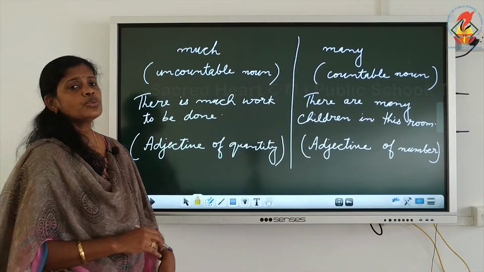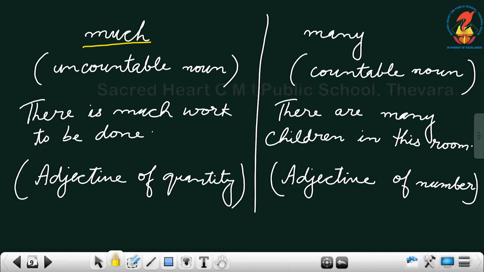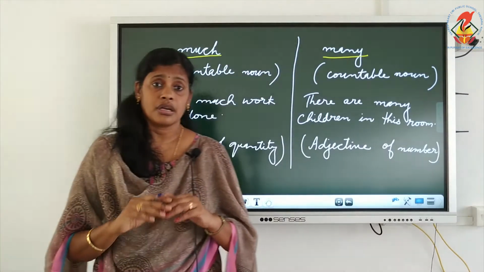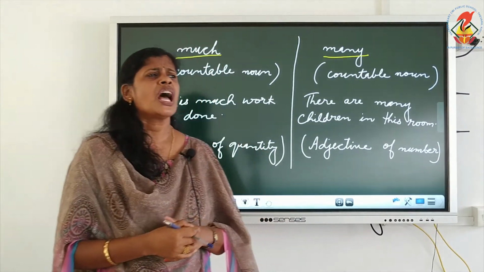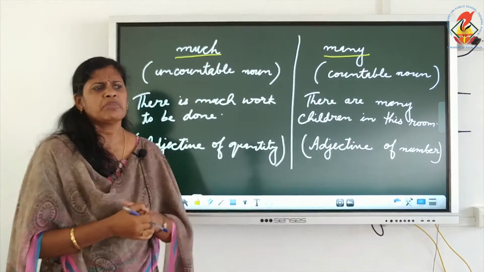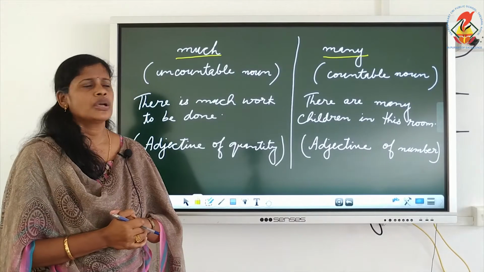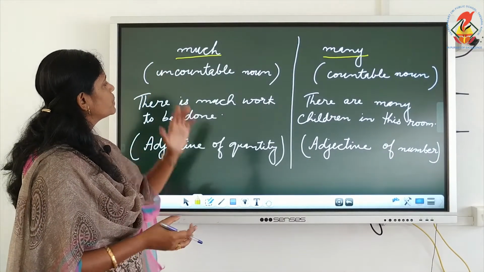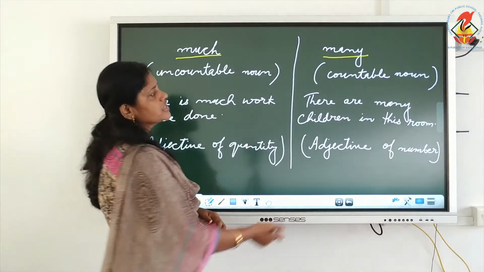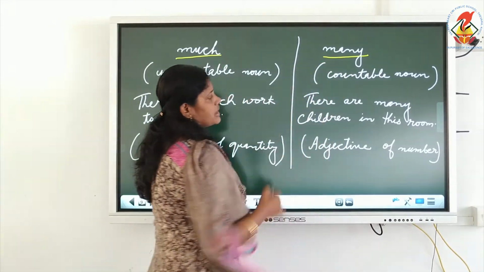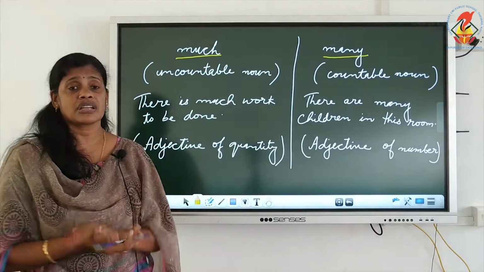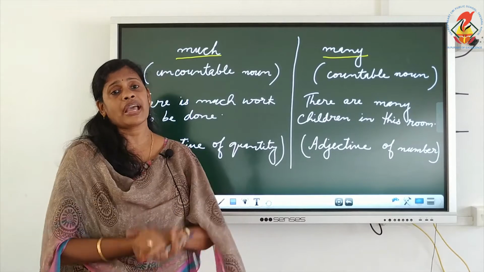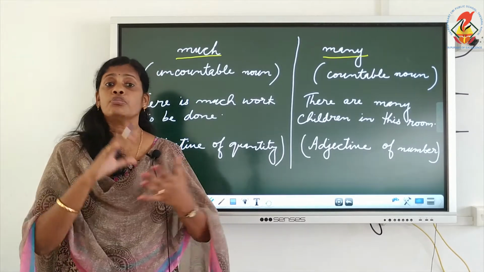Now, 2 words are very common here, much and many. The word much is used with uncountable nouns which we cannot count. For example, I've got much work to do. Much sugar is wasted. So for uncountable nouns, the word much is used, whereas the word many is used with countable nouns. There are many students in the class. There are many storybooks in my house. There are many friends with whom I can play.